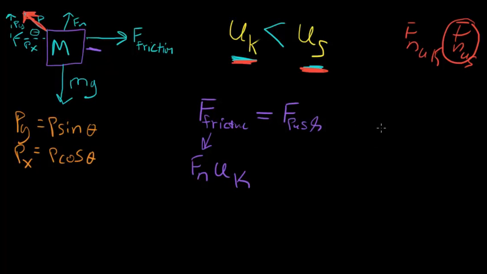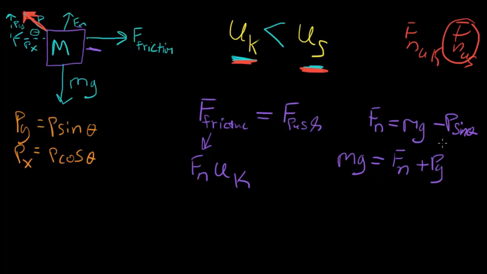So I can easily tell that F of n is going to be equal to mg minus P sine theta. I hope that's not off the screen. Now how could I tell that? Well, it's quite simple because mg is the only force going down, so I know that mg is going to equal, well, what are the two forces going up? F of n and Py. So I know that mg equals F of n plus Py. You just move some stuff around here and you're going to get this formula, which is really what you want in the end. Now, I need to plug that into this.